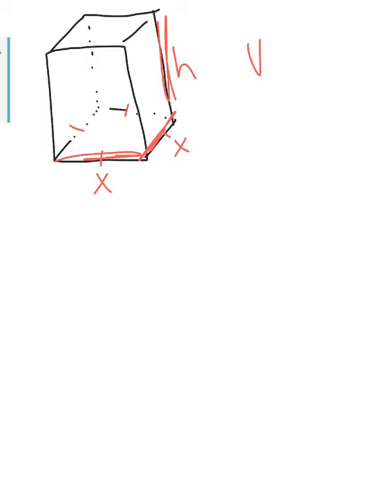So I know that volume is equal to length times width times height. I also know that the volume is 32 cubic inches, so I'm going to substitute that for volume. I know my length is simply just X. I know my width is simply just X, and I do not know my height. That is what I'm going to have to figure out here.